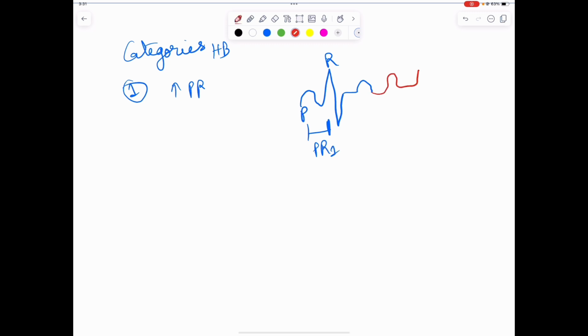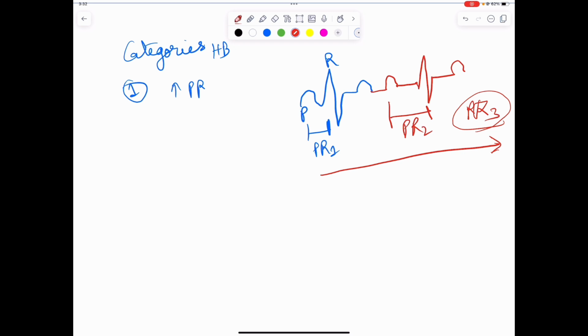This is again P. So here what is happening is that PR2. Now again we will draw here, then PR3. So what will happen is that there is a constant increase in PR interval, and when there is a constant increase in PR interval, it is called first degree heart block.